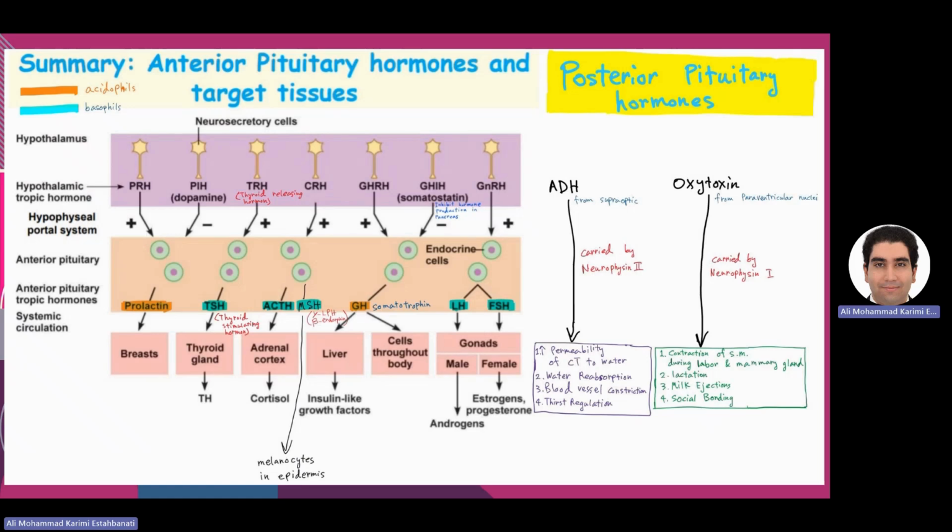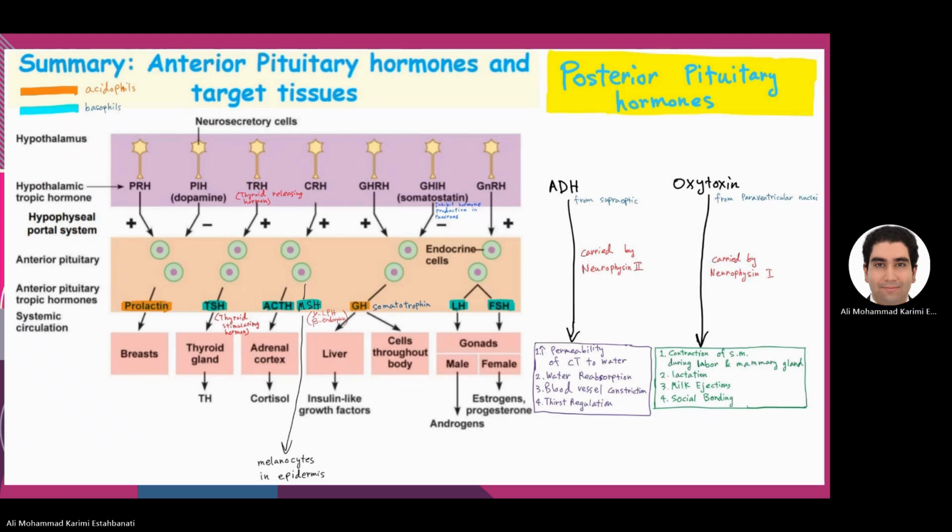The oxytocin goes through a special type of neuron and axon, which is called the neurophysin type 1, and goes to the Herring bodies in the posterior pituitary. And the ADH goes through the neurophysin type 2 to go to the Herring bodies. When the body needs it, the Herring bodies will release either of them to our system so they can act.